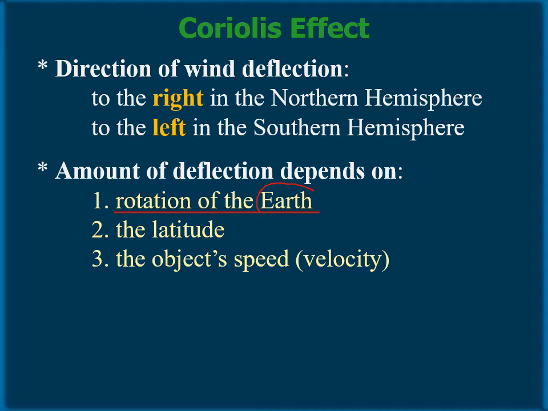The deflection due to the Coriolis effect will depend upon the object's speed, that is the velocity. The more the velocity of the moving object, the more the deflection will be. With lesser velocity, lesser speed of the moving object, the deflection will be lower. And it will also depend on the latitude of Earth, that is, at which latitude the object is moving. Now, how is latitude affecting this deflection?